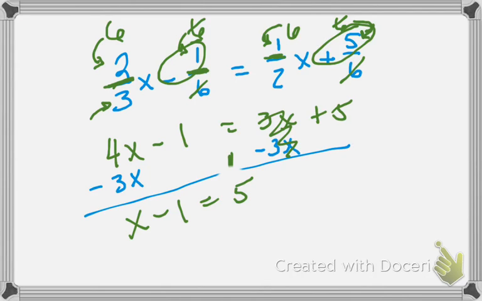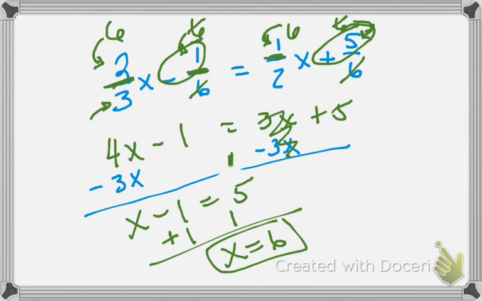What's my variable? It's x. What's being done to x? It's being subtracted by 1, so I'm going to add 1 to both sides, so x equals 6. And that's my answer. And again, I could go up there and check it, make sure it's right, so we go on from there.